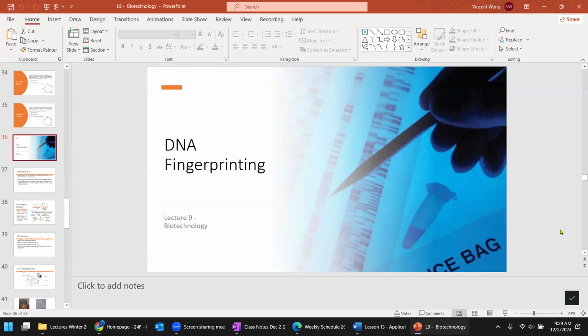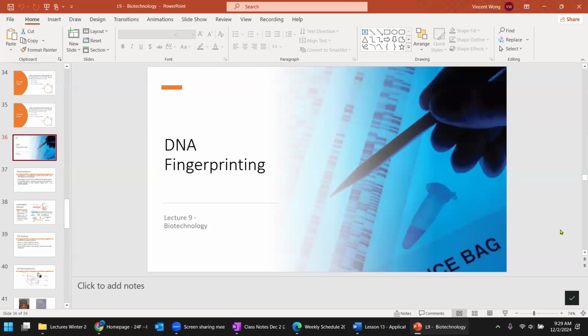Okay, it can be used to determine relationship between individuals. Right? Like if they're adults, like who the parents are, you can get a sample from the child and then get a sample from either the father or the mother, and then you can check for relationship of long lost family members, or if there are concerns about who's the father, you can do DNA fingerprinting.